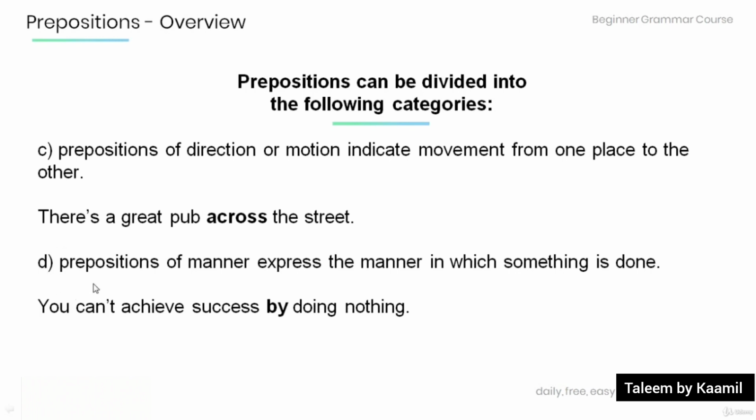D. Prepositions of manner express the manner in which something is done, as in the example below. You can't achieve success by doing nothing. The preposition by expresses the manner in which success is achieved. And it's not by doing nothing.